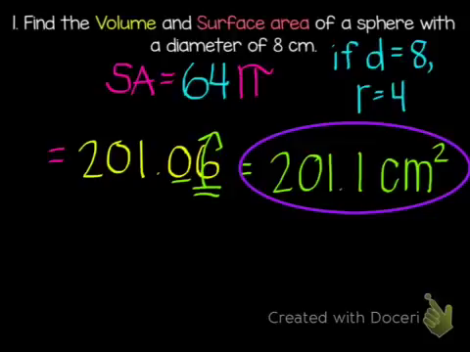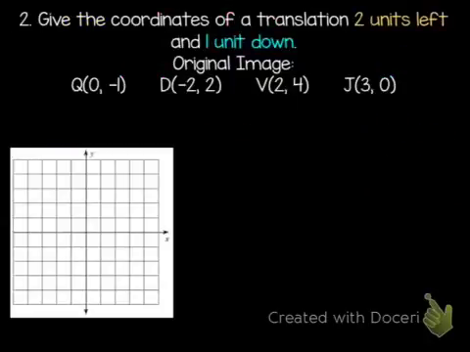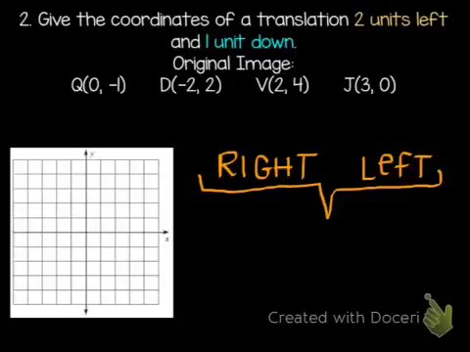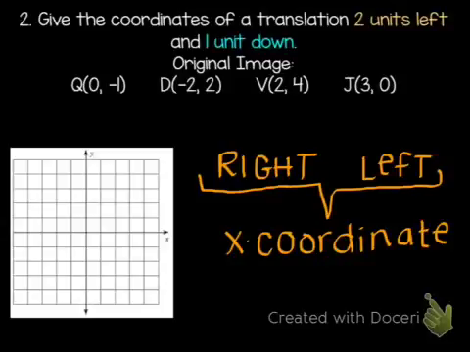So now we're going to go on to number 2. Number 2, we're going to give the coordinates of a translation 2 units left and 1 unit down. But first I want to review just a couple of things. So to go right or left on a translation, you're going to use the x-coordinate. And to go right, you're going to add to your x-coordinate. To go left, you're going to subtract from your x-coordinate.